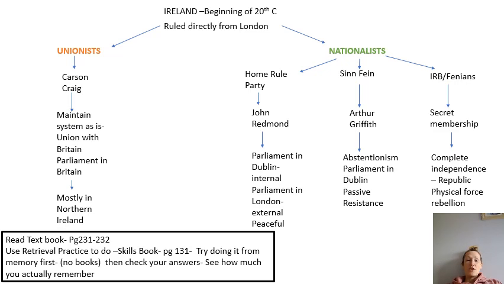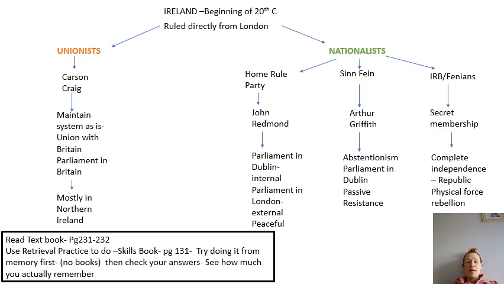So you had the Unionists, and they mostly lived up in Northern Ireland, and they basically wanted to maintain the system as it was. They wanted to keep the union with Britain. They liked having the Parliament in Britain, in Westminster in London.